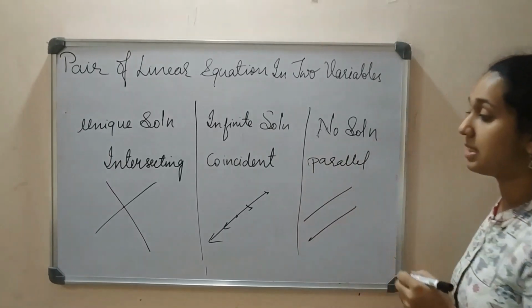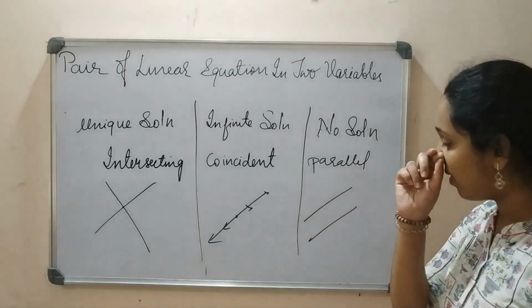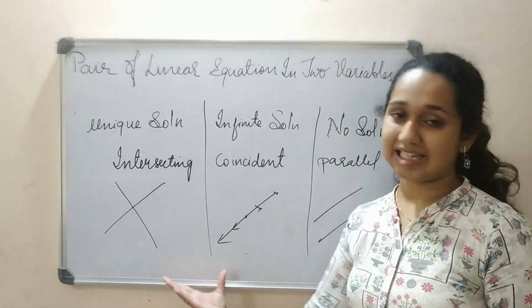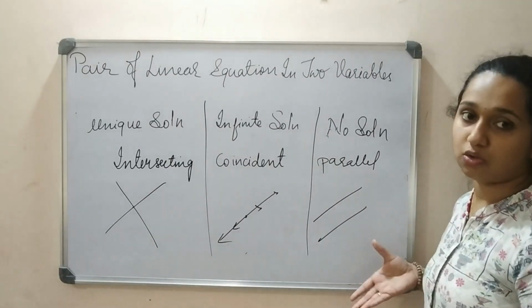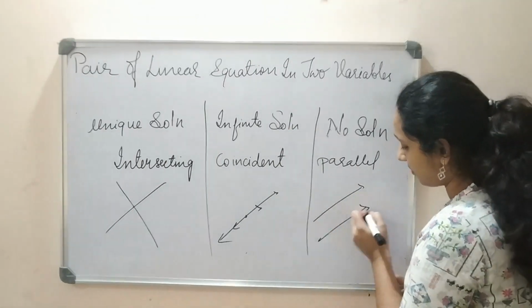They will not coincide, and they will not intersect either. Now, if I take these two sets, I can call this one consistent, and this will be an inconsistent set. The no-solution case is inconsistent because they are parallel lines.